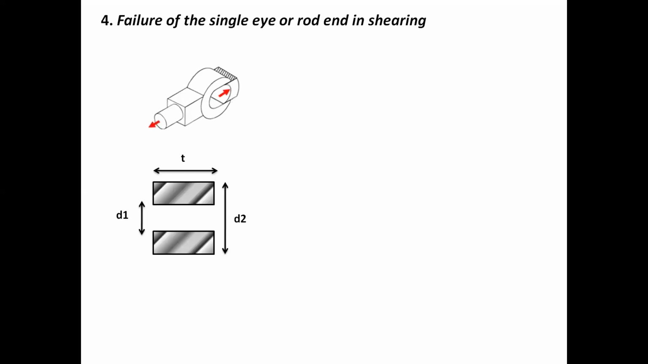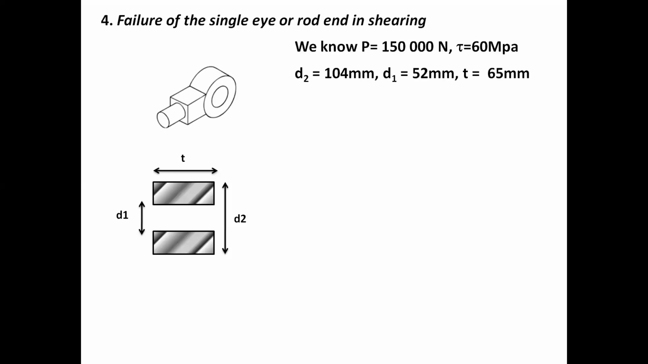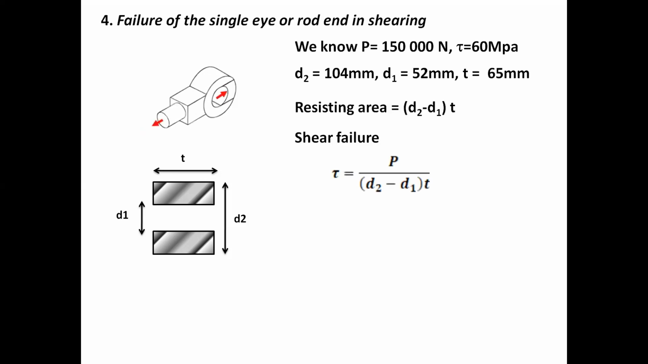So the area will be the same. It is two rectangles, which is having d2 minus d1 into t. Again, we know that force is equal to 150 kilonewton. Only thing is that it is a shear failure, so tau is equal to 60 megapascal. Resisting area is the same, d2 minus d1 into t. Shear failure: tau equal to P divided by area. Area comes out d2 minus d1 into t.